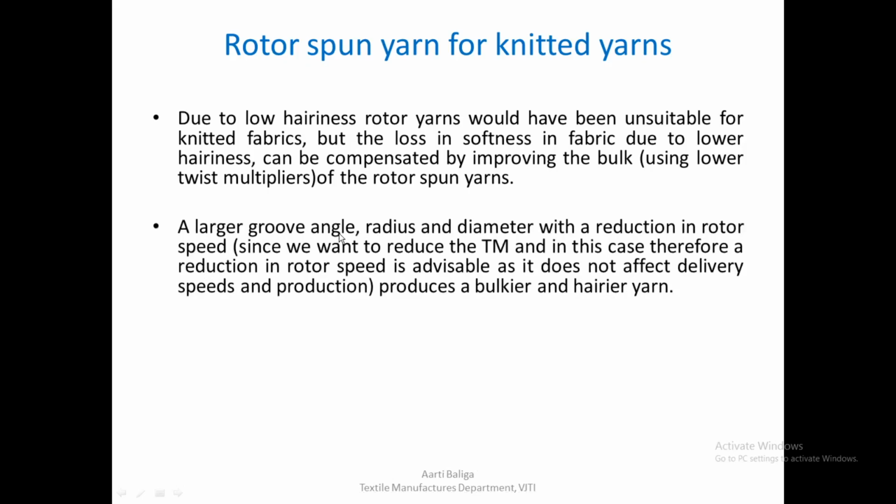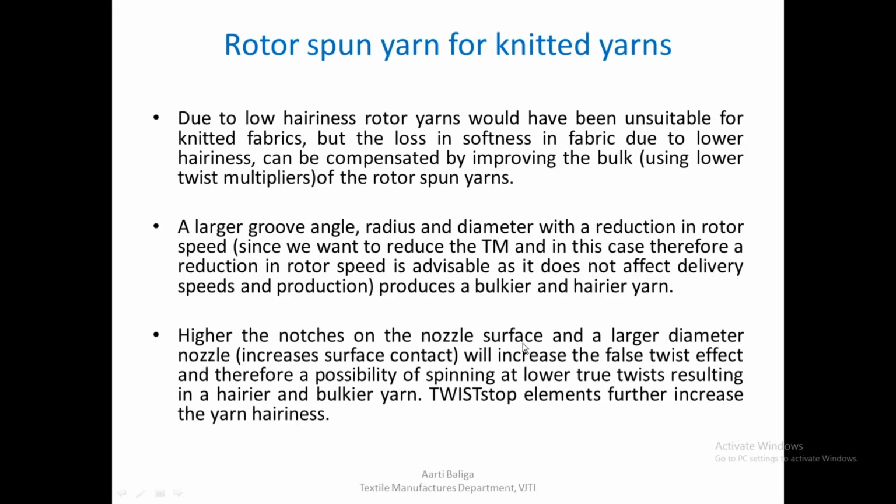A larger groove angle would also lead to a less compact yarn, and we could increase the bulk. At the same time, if the radius and diameter are larger, the bulk increases, and so does a reduction in rotor speed. When we reduce rotor speed, it will automatically lead to a reduced TM as per our formula which we have seen earlier. Therefore, a reduction in rotor speed is advisable, as it does not affect the delivery speeds and production. So by reducing rotor speed, we can produce a bulkier and a hairier yarn.